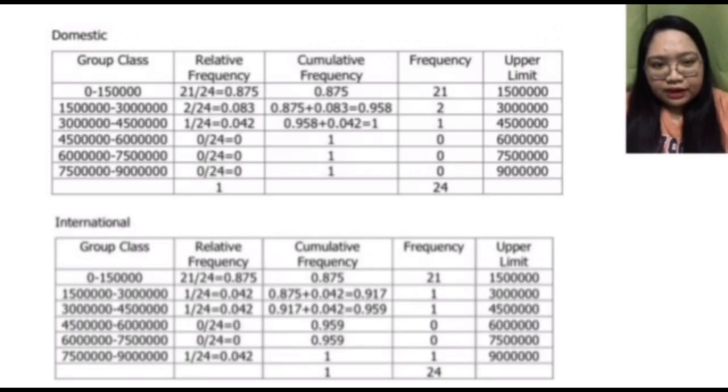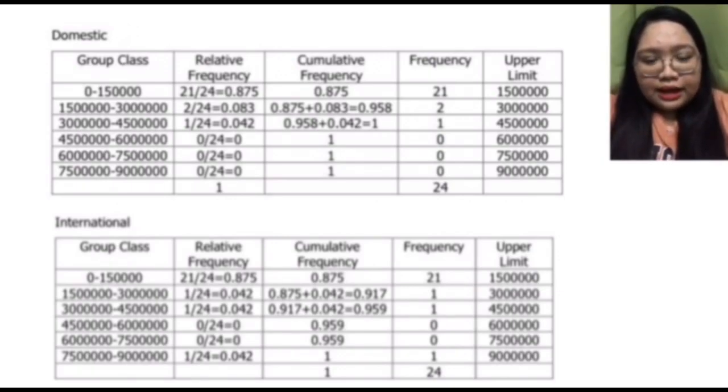Second, we need to find relative frequency for domestic and international. For example, to find the relative frequency of domestic, 21 divided by 24 and you will get 0.875 and so on. Same with international, 21 divided by 24 and you will get 0.752. And then, for cumulative relative, you must add each class. This is the result after we add all the classes together for domestic and international.